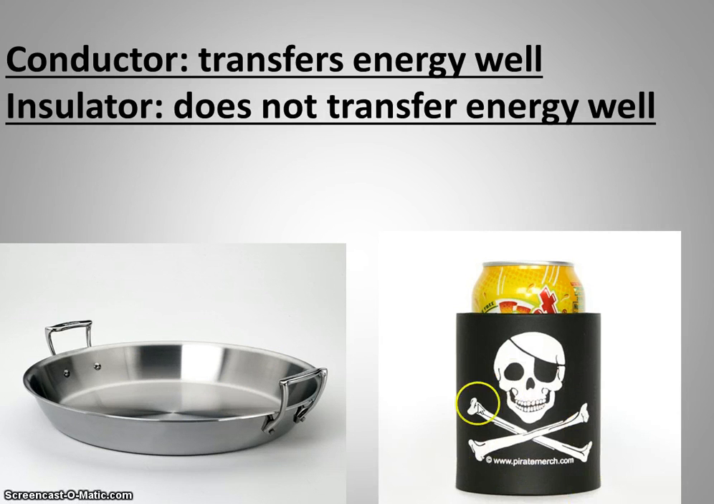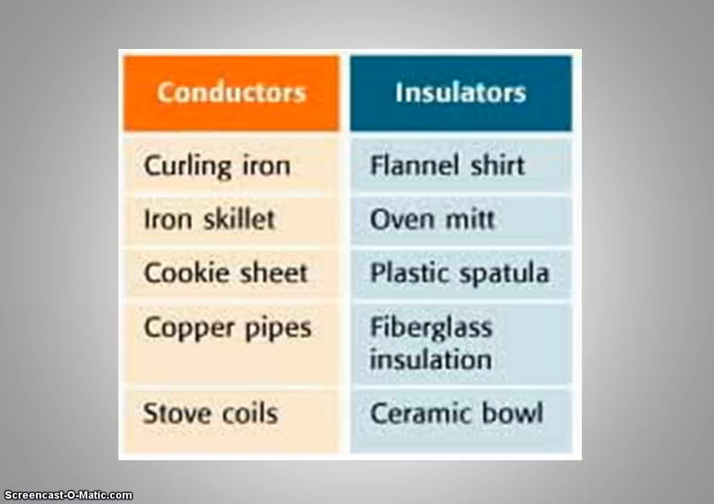We use a koozie, which is made of an insulating material. An insulator does not transfer energy well. So that koozie keeps the energy from the air around our soda can from being transferred to the soda can, which contains less thermal energy. So this is stopping heat transfer. That's why we use a koozie, to stop heat transfer.